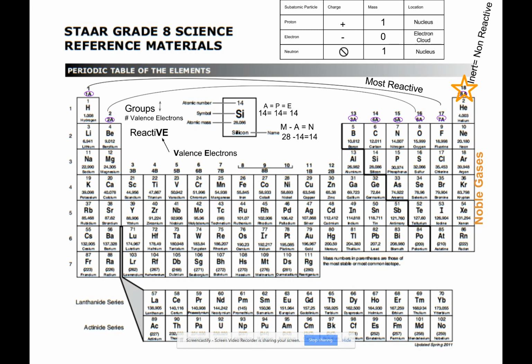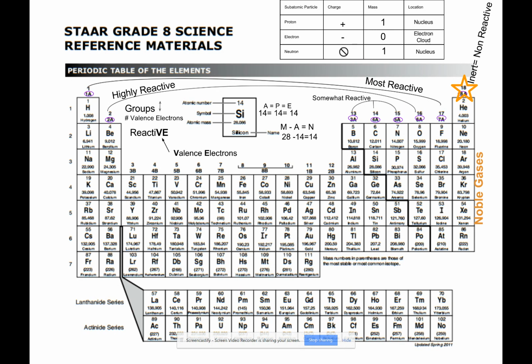Groups 2 and 16 are both 2 electrons away from having a full shell, so they're still highly reactive. Elements in group 13, 14, and 15, we'll just say they're somewhat reactive. They're not as reactive as elements in group 1, 2, 16, or 17. But they're more reactive than elements in group 18 because group 18 elements won't react with anything.